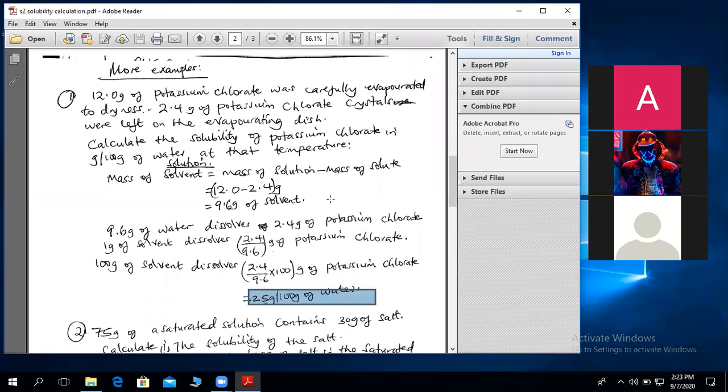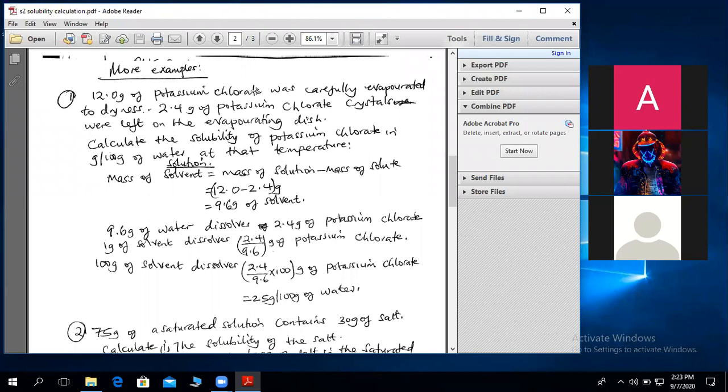So what should you take note of? In this case, they have given you the mass of the whole solution. They have not given you the mass of the solvent. And you have to first get the mass of the solvent. When you are calculating, you don't have the mass of water here. They have given you the mass of potassium chlorate solution after it was dissolved in water.